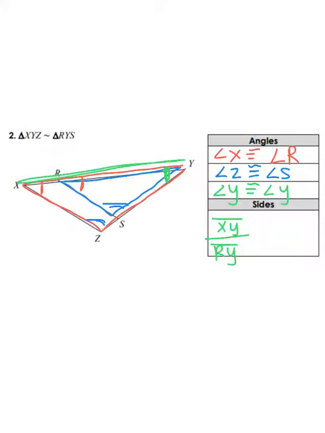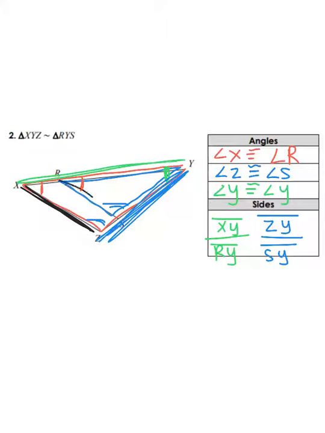Okay, then on this side over here, ZY in the big triangle would go with SY in the smaller triangle. Okay, and then the bottom of the triangle they share. They're exactly the same because they're, oh no, they don't. Sorry. XZ in the big triangle, and then RS in the little triangle. Those are obviously not the same. Okay. Alright. That's all it asks us to do.